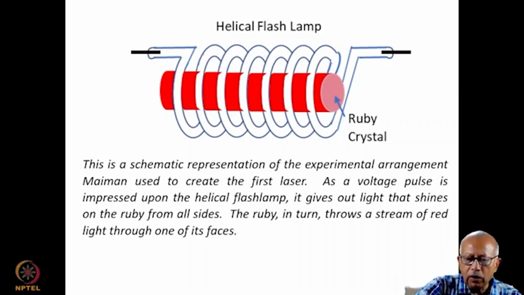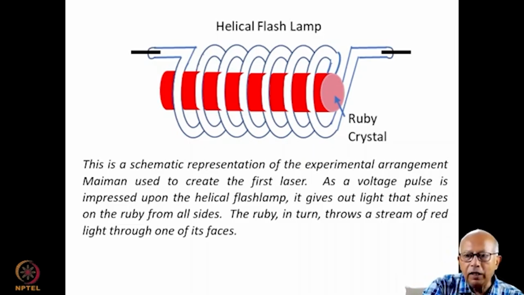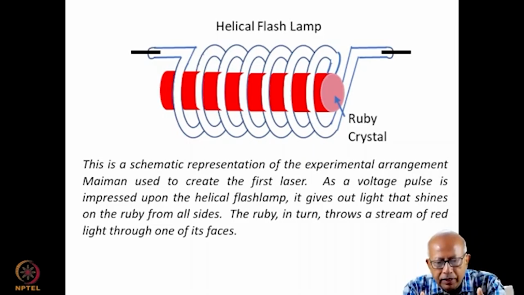The flash lamp had a helical geometry, and Maiman placed the ruby rod at the center of the helix, so the flash lamp emits light and shines on the ruby from all sides. Now you see, a flash lamp works almost the same way as a fluorescent light that you have already studied.